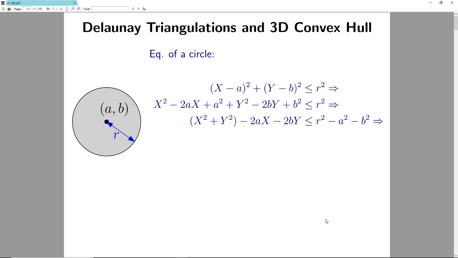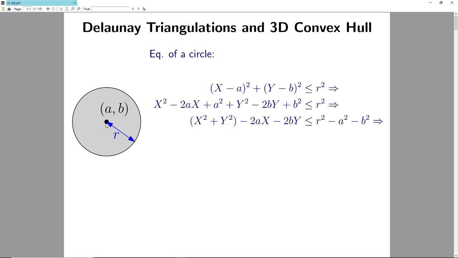We now show a different equivalence with Delaunay triangulation. We show that Delaunay triangulation can be obtained from a convex hull of a three-dimensional set of points. To get there, first we have to make some basic observations regarding the equation of a circle.